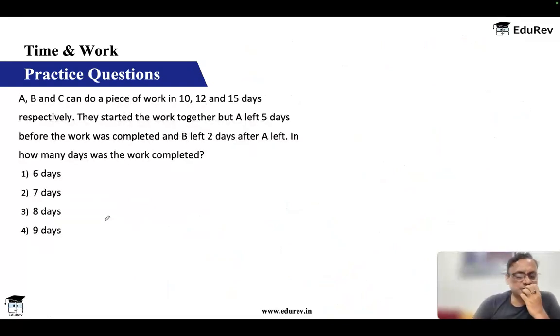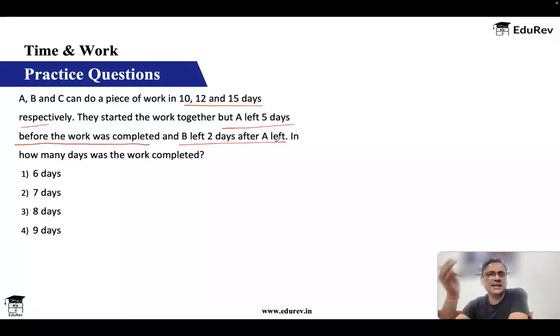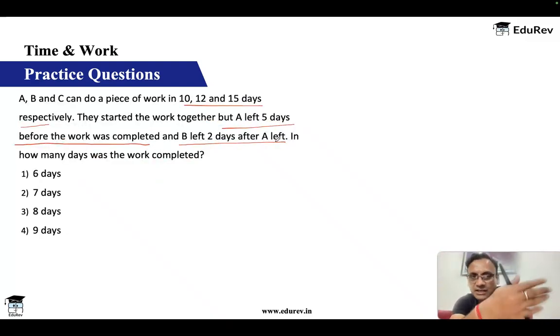Okay. So again, a very similar question to what we had done earlier, but this has slightly different data. That's why I have taken this up. A, B, C can do a piece of work in 10, 12, and 15 days respectively. They started work together, but A left 5 days before the work was completed, and B left 2 days after A left. So if you remember earlier, we had said that A left after 3 days, B left after 5 days, whatever. That is fine because I was giving you that from the starting date. So A left 3 days after start, B left 5 days after start, no problem. Here the data is A left 5 days before the work was completed. Now I don't know when the work was completed, and he left 5 days before that. So that is what is different in this question.